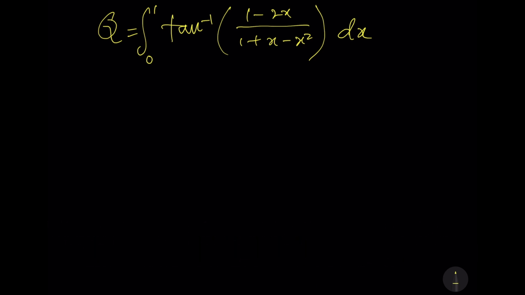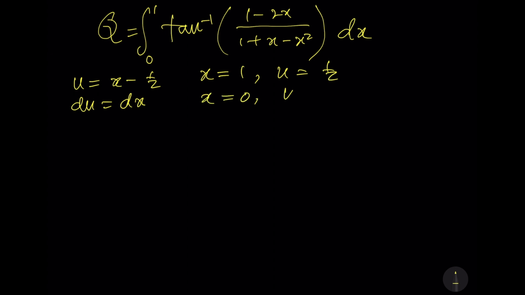How do we do that? We can define u equals to x minus 1 over 2. And then du equals to dx. When x equals to 1, u equals to 1 over 2. When x equals to 0, u equals to negative 1 over 2. Meanwhile, we know x is equals to u plus 1 over 2.